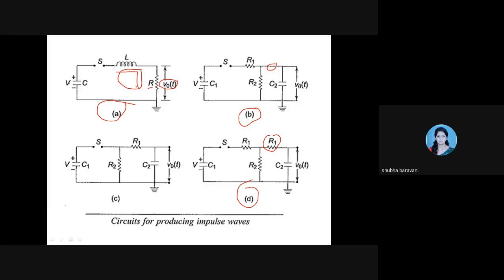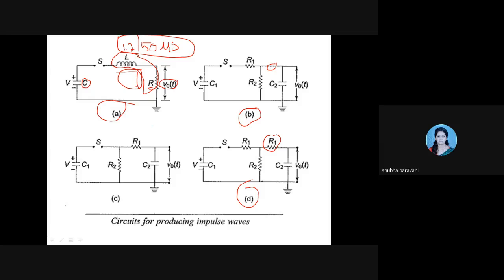So you have to suitably select alpha and beta. Why do we do this? So that we get a standard 1 by 50 microsecond wave. To get this wave, I have to properly tune these parameters R, L and C. With a given generator, capacitance C will be fixed. You have to choose suitable values for L and R, so that you get this wave shape.